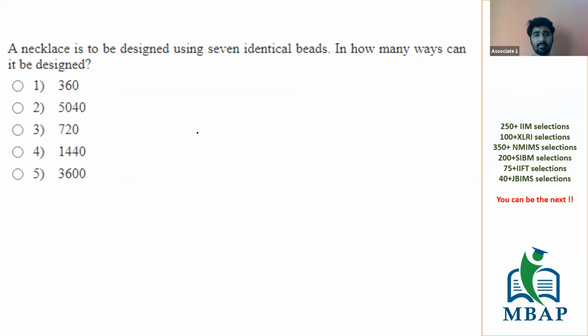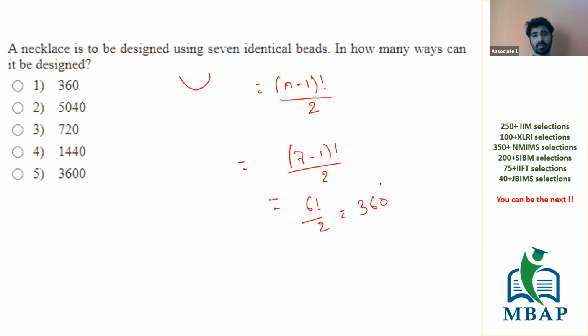A necklace has to be designed using 7 identical beads. In how many ways can it be done? As we know, a necklace is semicircular, it's not a complete circle, so it will be n minus 1 factorial by 2. Over here, 7 identical beads, so 7 minus 1 factorial by 2. So we have 6 factorial by 2 and the answer is 360. I hope it's clear. Your necklace is never a complete circle. It's in semicircular form, and that is the reason you use this formula, n minus 1 factorial by 2.